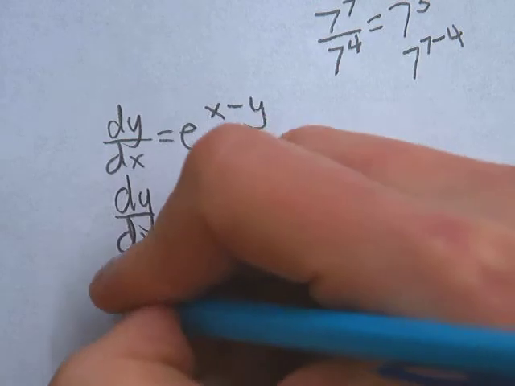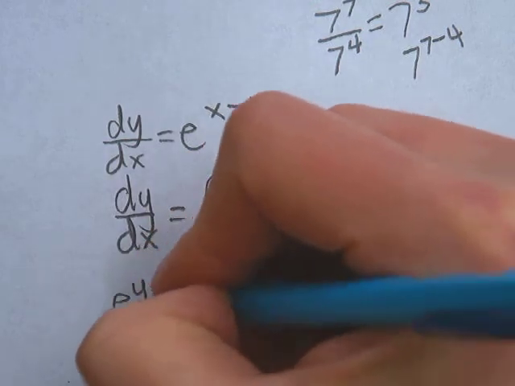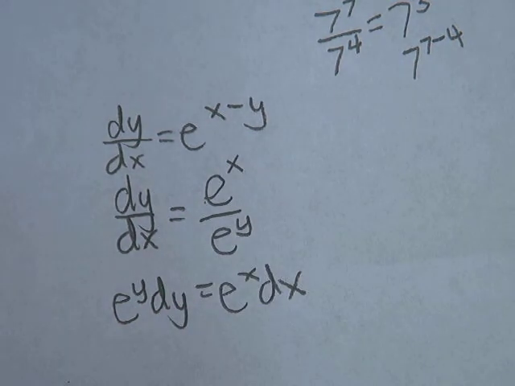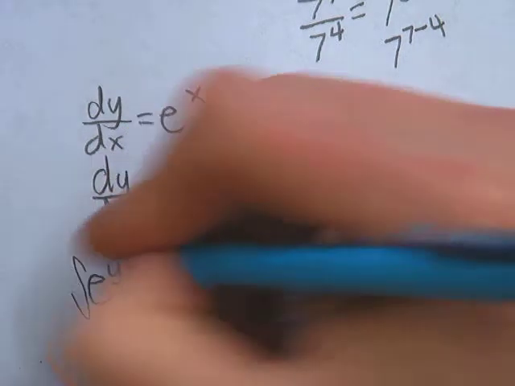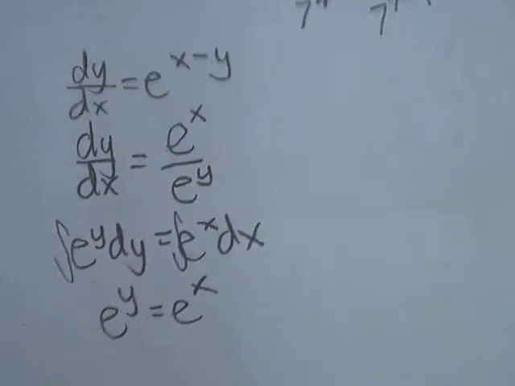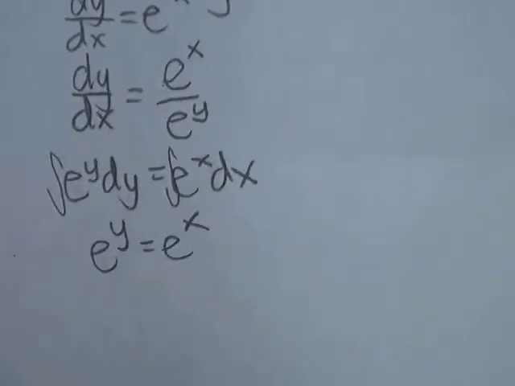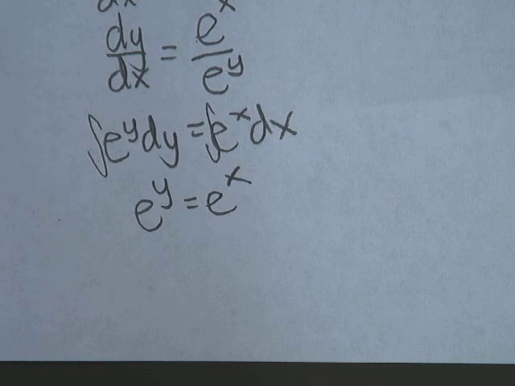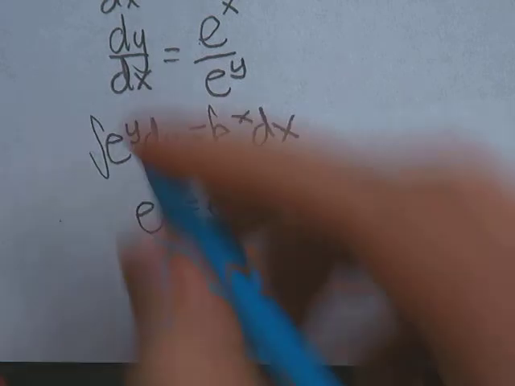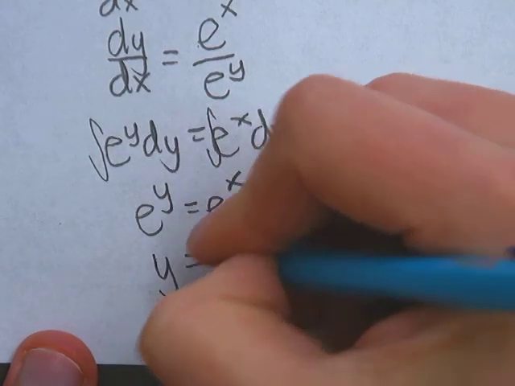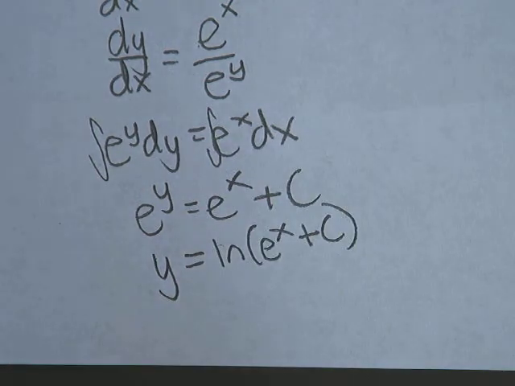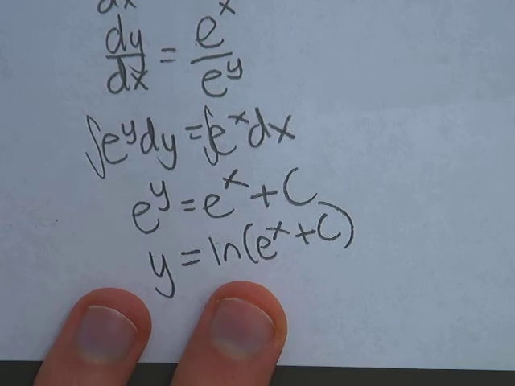Now I multiply the e to the y to this side, and I multiply the dx to the other side. Great. I am ready to integrate. Throw some integrals on here. I just get e to the y equals e to the x because e integrals are really easy. So now all I need to do is solve for y. So I add plus c. Now I just take the natural log of both sides, and I get y is equal to the natural log of e to the x plus c. That looks great. All right, next problem.